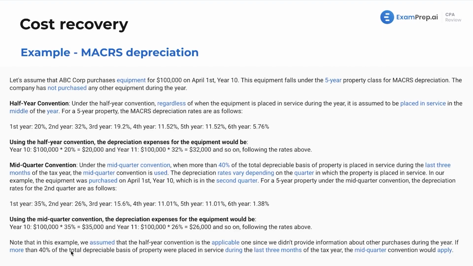If more than 40% of the total depreciable basis of property were placed in service during the last 3 months of the tax year, the mid-quarter convention would apply. Lots of examples, making sure you're getting these down. Just, we change one thing, how does that affect the question? Change another thing, how does that affect the other question?